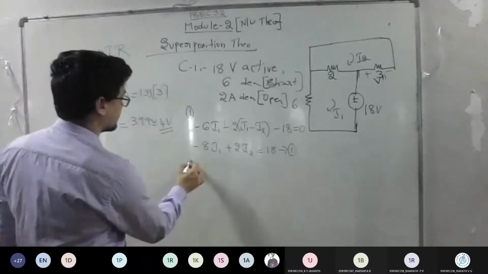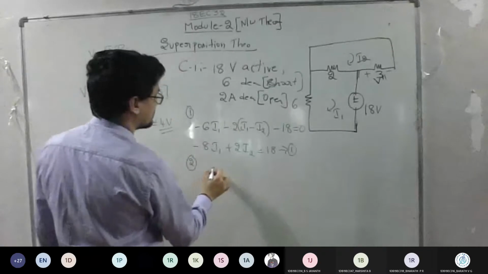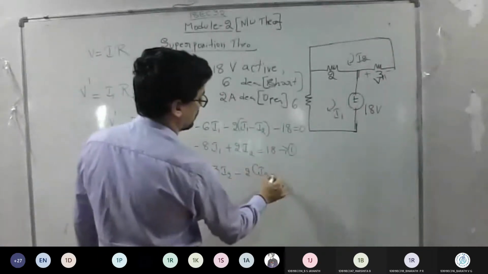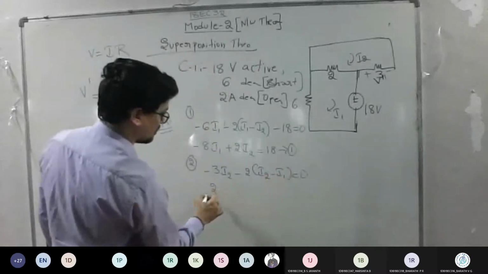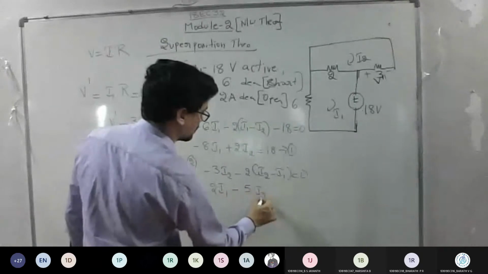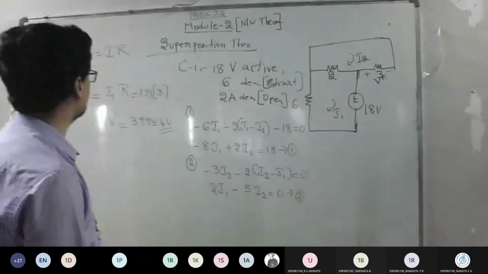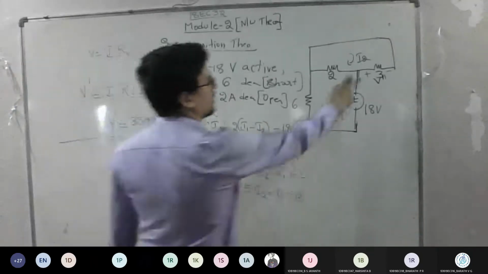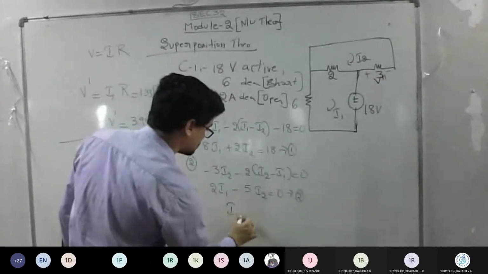Okay, fine. So go ahead, second mesh. Apply mesh analysis there. So minus 3 I2 minus 2 times I2 minus I1 equal to 0. So this is 2 I1 minus 5 I2 equal to 0. Am I correct? Equation number 2. So solve this and tell me, I want the I2 answer now, because I2 is the current across 3 ohm. So what is I1, I2?